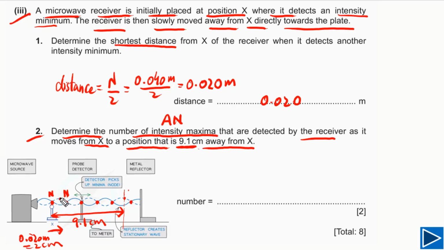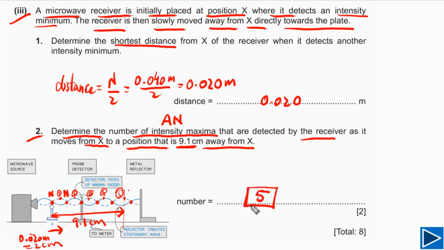Now the question is asking us to determine the number of intensity maxima. So this is one intensity maximum, so this is 1. Here we have the second one, here we have the third one, so this one will be the fourth one, and this one is the fifth one. So the total number of intensity maxima detected by the detector when it is moved from X to the new position, 9.1 centimeters away from X, is 5.